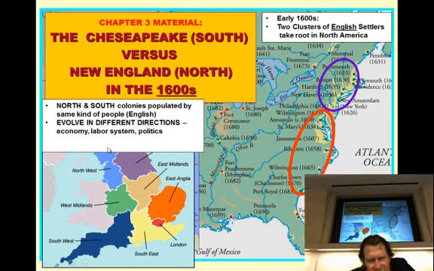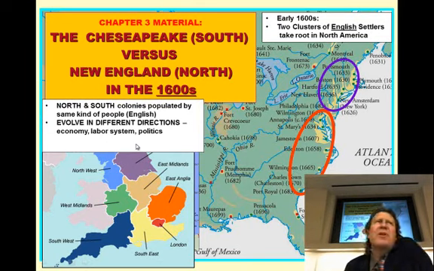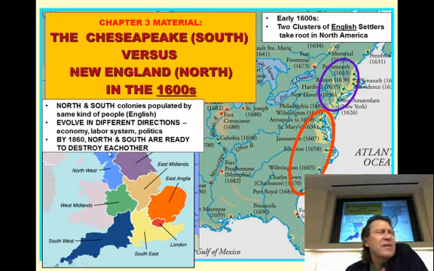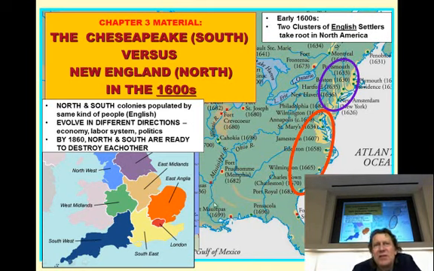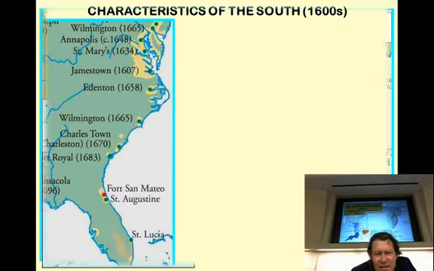The South versus the North are going to develop very different economic and labor systems and political points of view, to the point where by 1860 they're ready to kill each other. In some broad sense, the white folks here are ready to kill the white folks here, although their gene pool originated in the same spot. That just shows you the incredible impact of time and geography and circumstances on a group of people who are essentially the same. Now let's get into it.